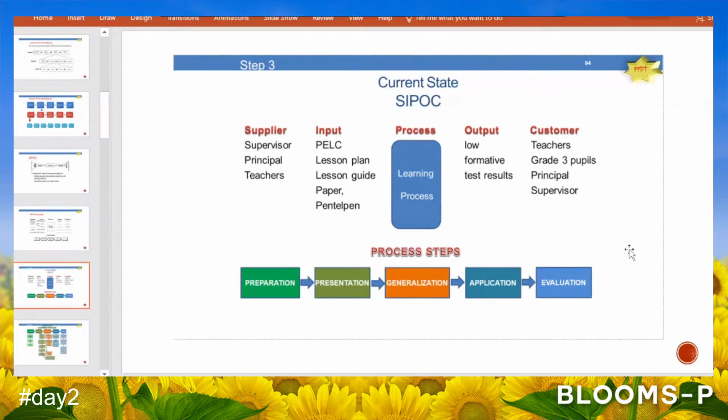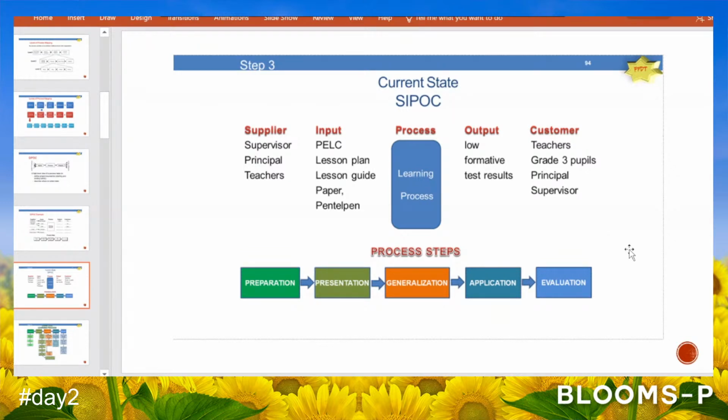So we are now trying to embrace ourselves in this particular slide because we are into this business. Supplier, we have the supervisor, the principal, and the teachers. So the input, we have the PELC, lesson plan, lesson guide, paper, pentel pen. And of course, the process is the learning process. So the output we have, it's either low or high. We have also the formative and test results.